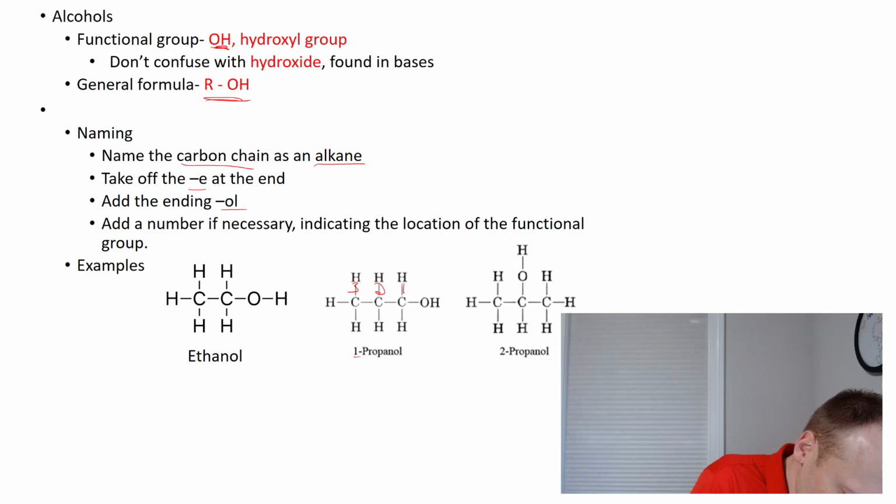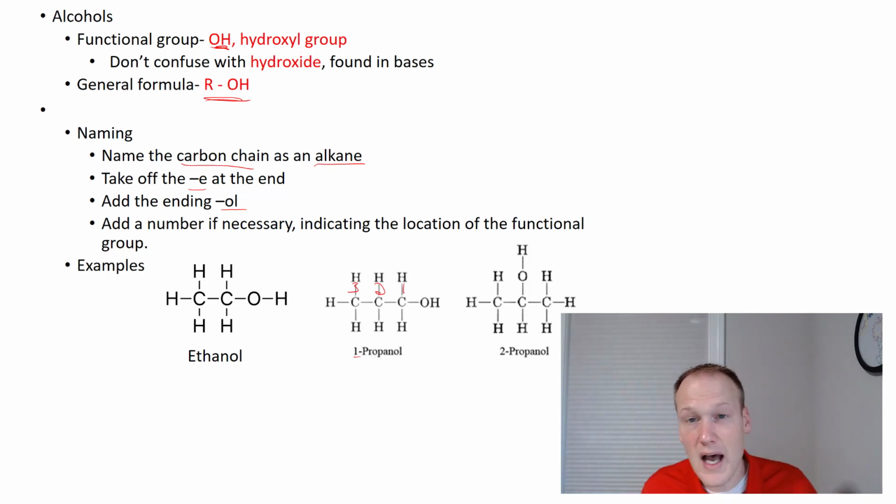In this second one here, we have propanol again. There are 3 carbons, but now the OH group, or the alcohol group, is coming off of the second carbon. So this is 2-propanol, and that's the alcohols.